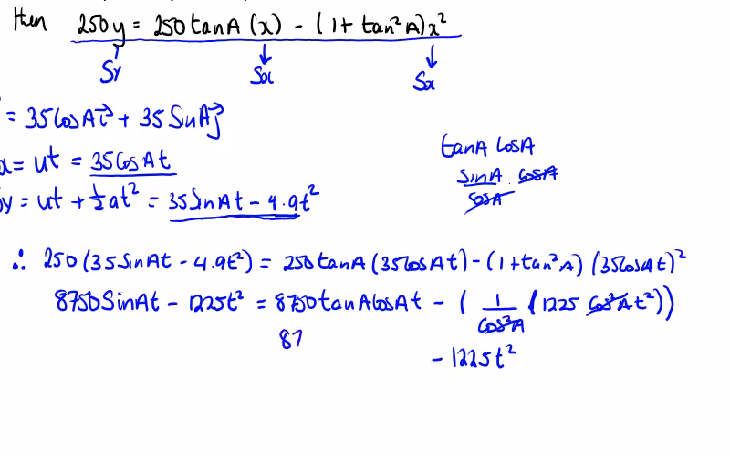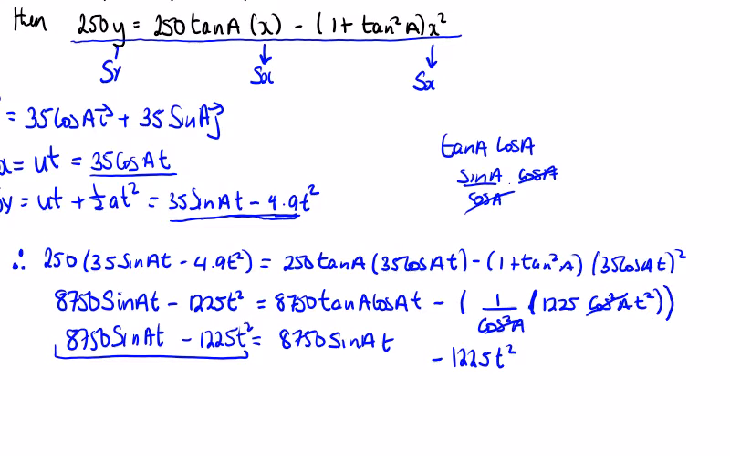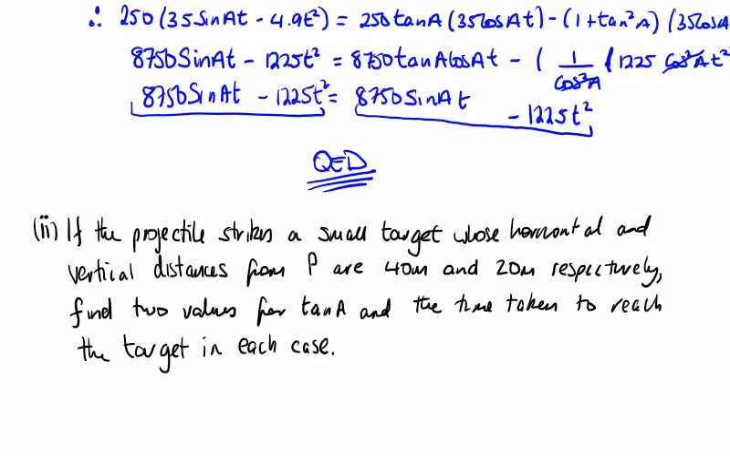So we're going to have 8750 sine a times t, and is the left equal to the right? It is at this point. 8750 sine alpha times t minus 1225 t squared. So this guy is equal to this other guy. So quod erat demonstrandum, we have proved what we've been asked to show.